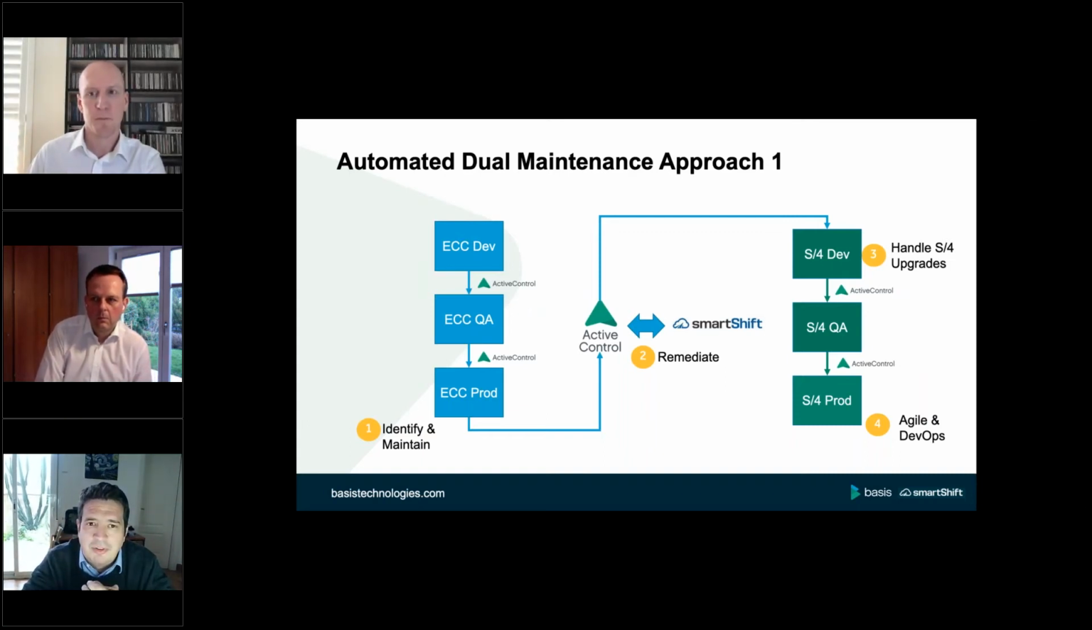The first one, which is a slightly simpler one, is where after changes have been promoted into the ECC production system, they get identified and they get effectively moved into a queue for dual maintenance into the S4 development system. A handful of those will be identified as something that can't be automatically imported, and so will need to be reviewed and potentially manually adjusted into the S4 system.